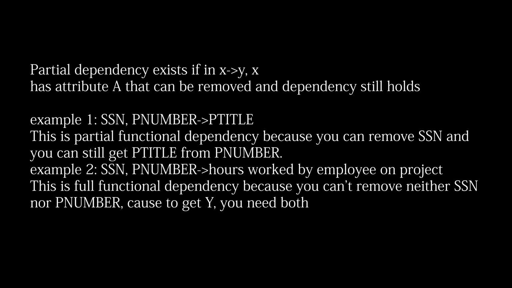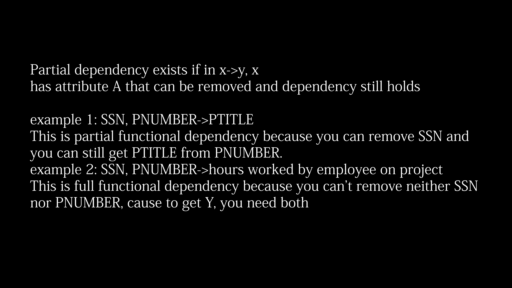Let's go over second normal form. Second normal form is focused on making the attribute types fully dependent on the primary attribute. If it's partial functional dependent, then it is not in second normal form and it needs to be normalized. Let's go over what full and partial functional dependency is to better understand this concept.